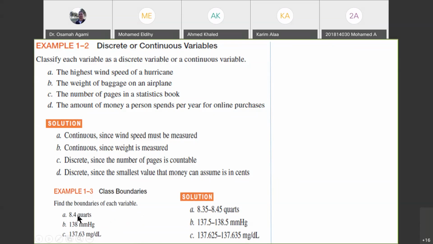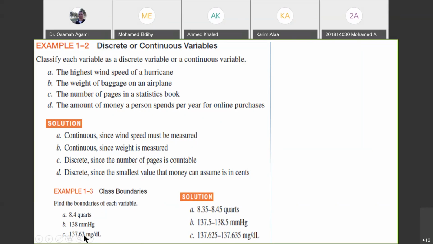If you have 1 decimal place, so this is 8.4, right? Let us call it 84 percent instead of saying 4 out of 10. So to take half of the unit of the 1 percent is 5 percent, right? So you subtract 5 percent from 8.4, so it will be 8.35. And you add 5 percent to 8.4, so it will be 8.45.